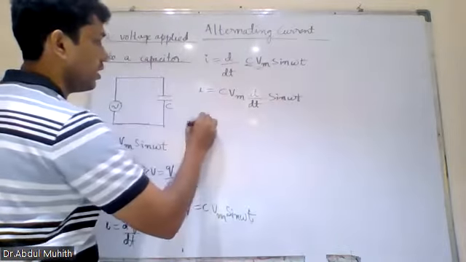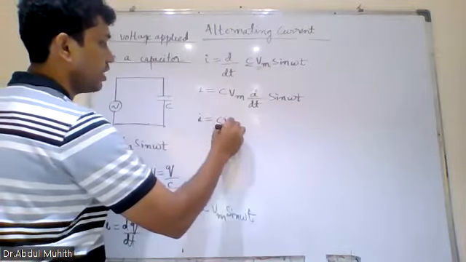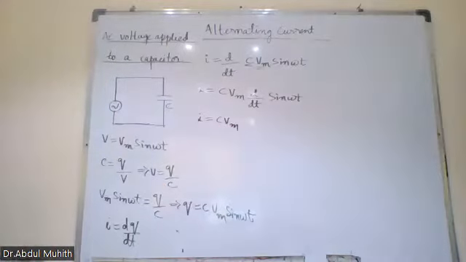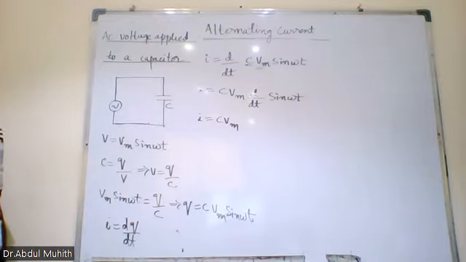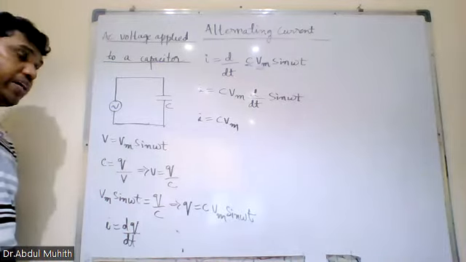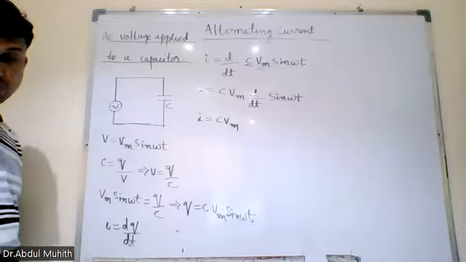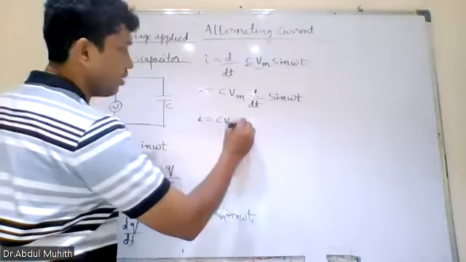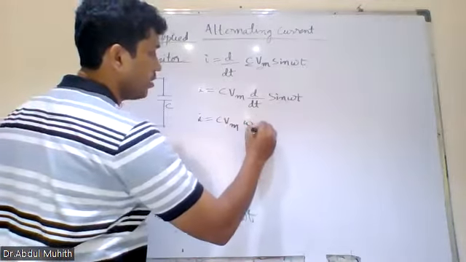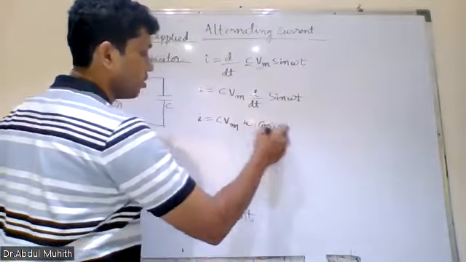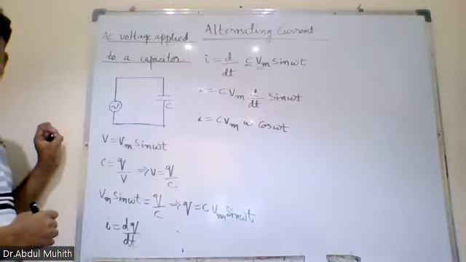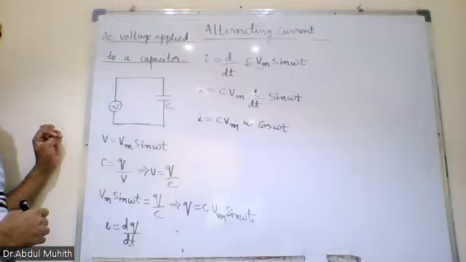But what is the derivative of sin omega t? Cos omega t. And again, the derivative of omega t is? The derivative of omega t is omega. Okay, the derivative of sin omega t is cos omega t, and the derivative of omega t is omega. Is that clear?